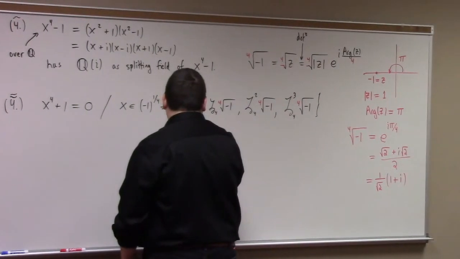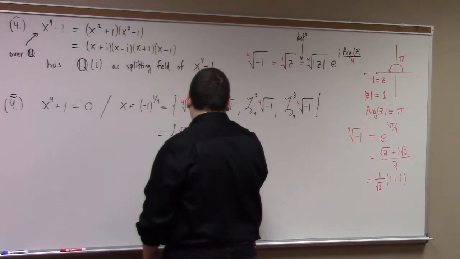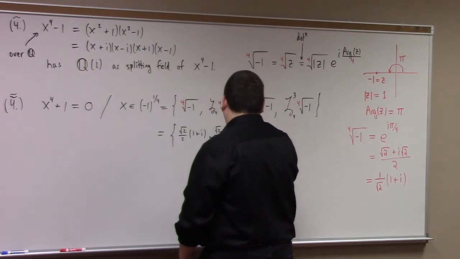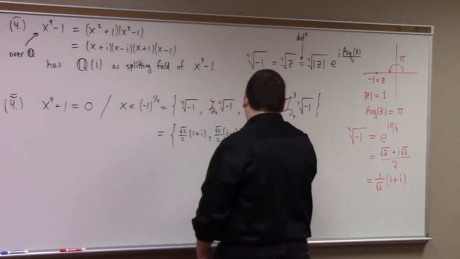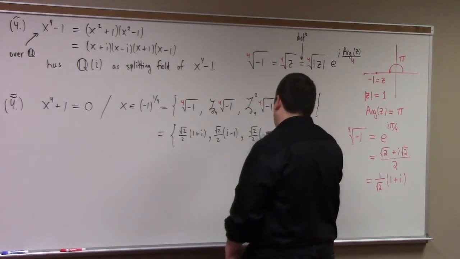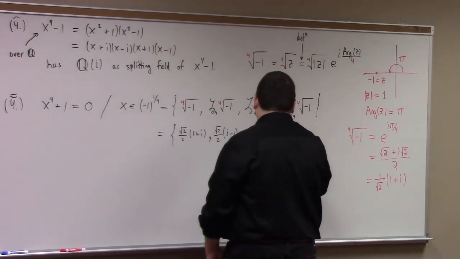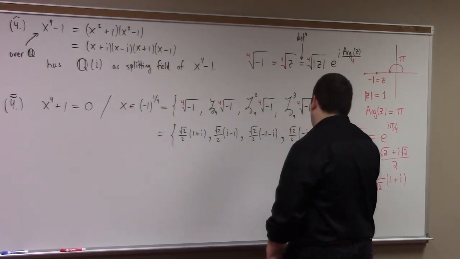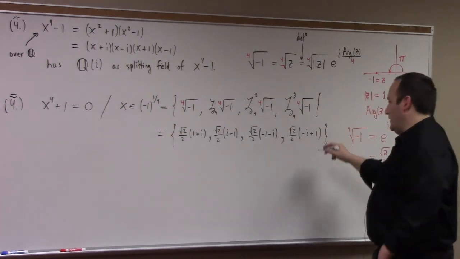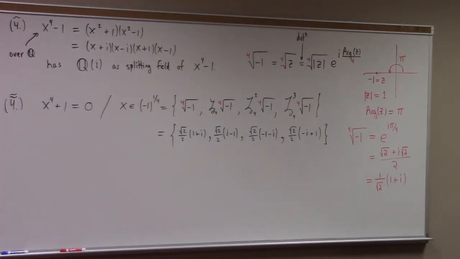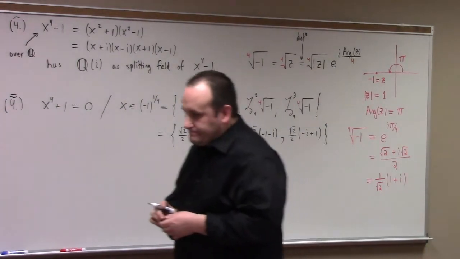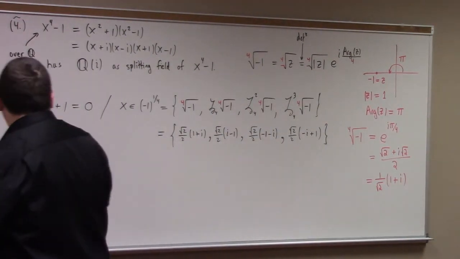Okay, so getting to the point, I prefer square root of 2 over 2 times 1 plus i, and then square root of 2 over 2, multiplying by i, that's i minus 1. Square root of 2 over 2, multiply by i again, minus 1 minus i. Square root of 2 over 2, minus i plus 1. So there you go. Those are the roots of this polynomial. You can picture them if you want.